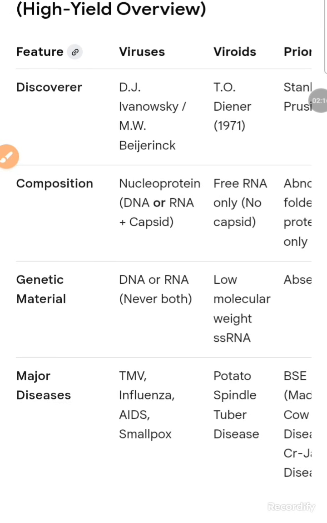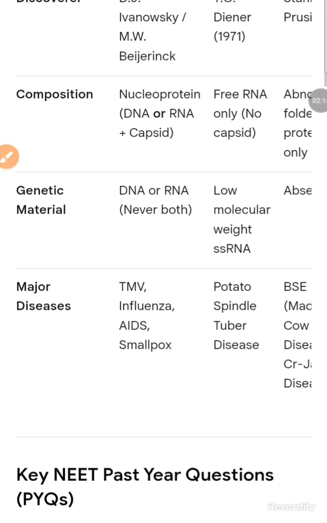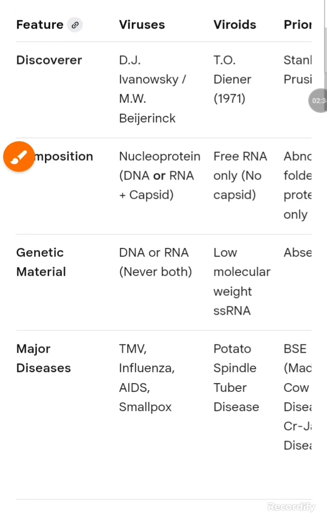What is the genetic material in viruses, viroids and prions? The most important thing to remember is that a virus contains either DNA or RNA. They do not contain both DNA and RNA as genetic material. Viroids have only single-stranded RNA of low molecular weight as genetic material. In the case of prions, there is no genetic material, only abnormally folded proteins.